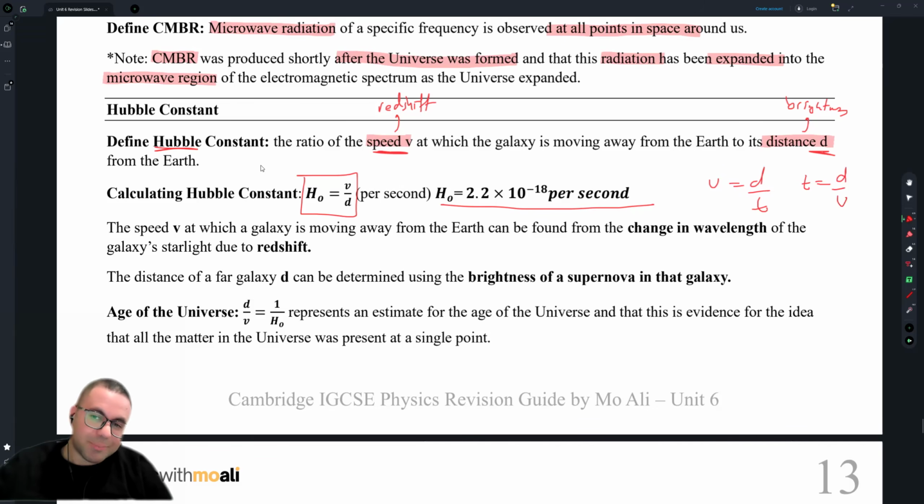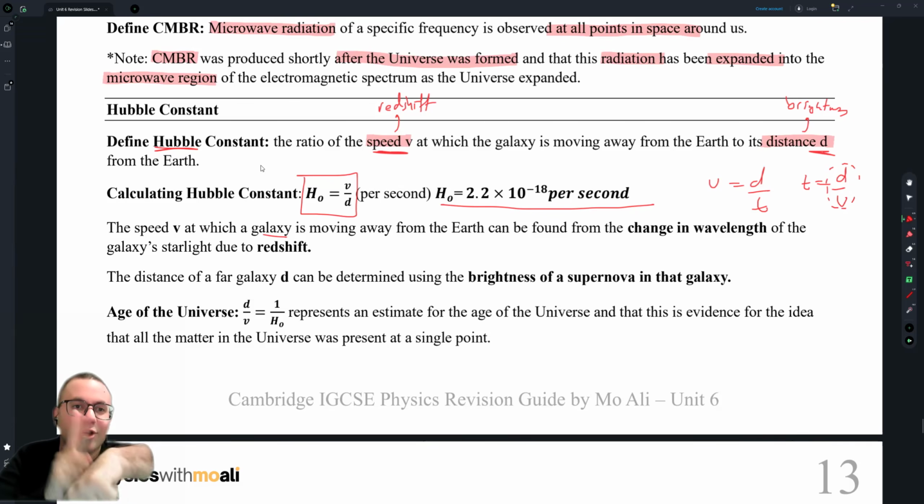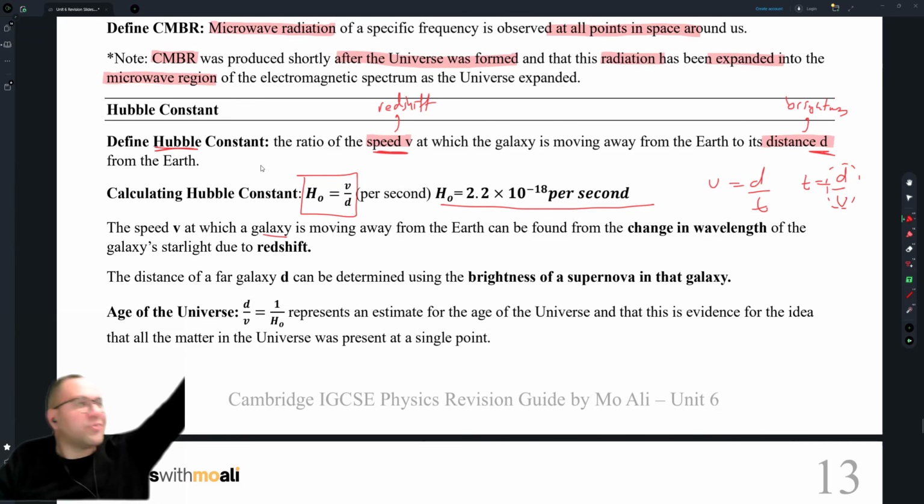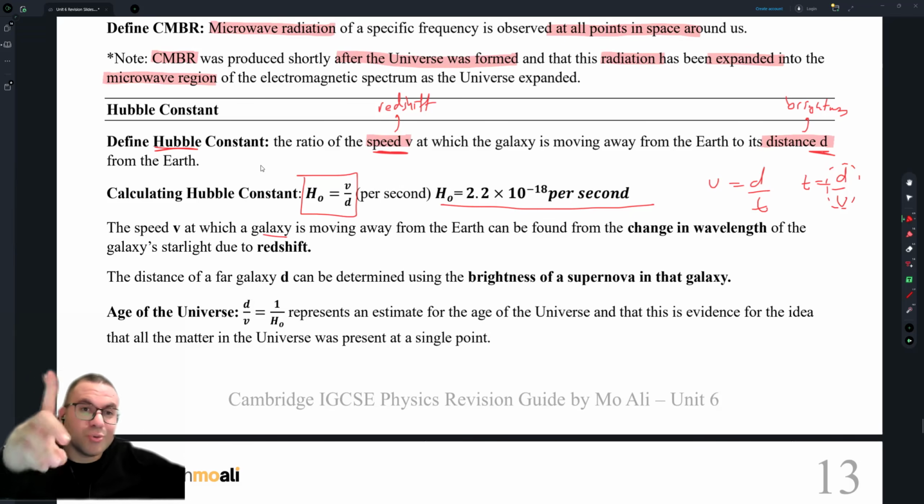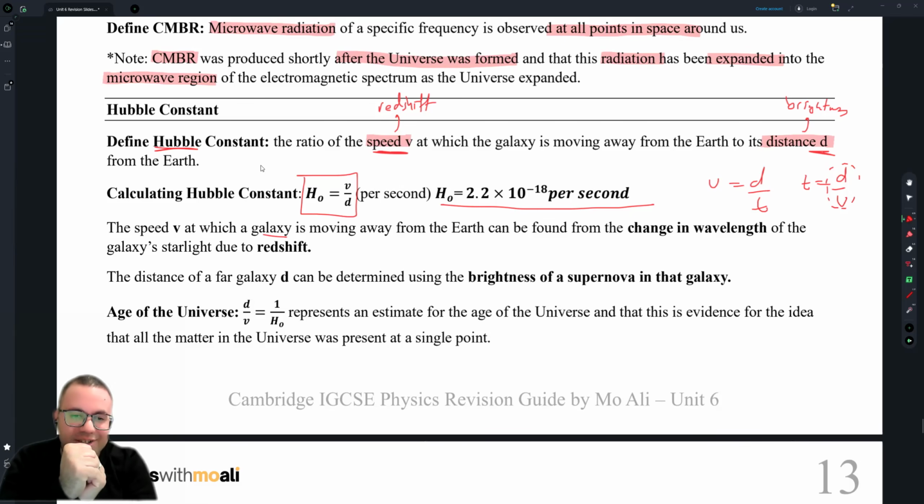So what do you think will happen if you get the distance divided by the speed of all of these distant galaxies, which gives you the same ratio, by the way? You get the time taken for these galaxies to move far away from us. Assuming we started at the same point, it's how much time it took for it to move away from us, which is what we estimate is the age of the universe.